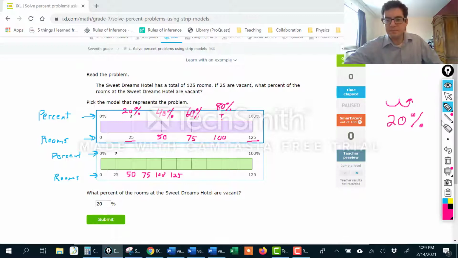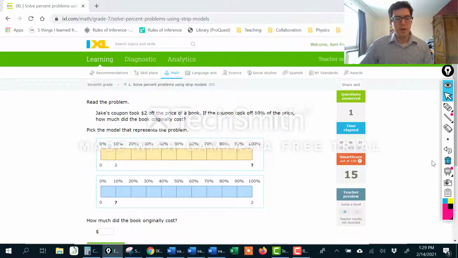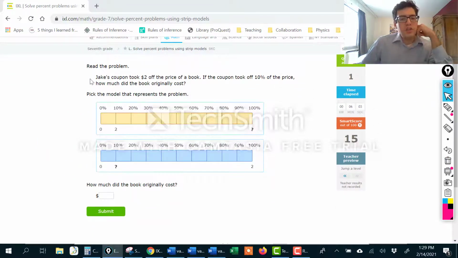But that's not what we wanted to answer for this problem. We wanted to know 25 is what percent of 125, and we already found our answer. 25 is 20% of 125. So I put it in there already. Let's submit there.